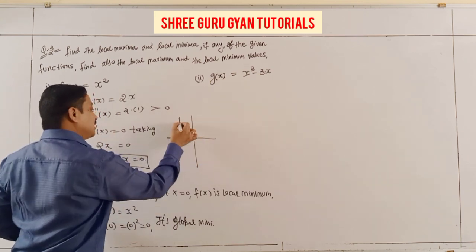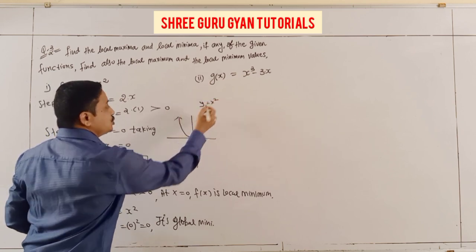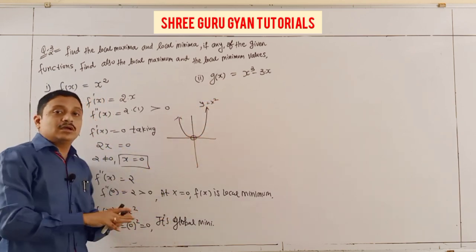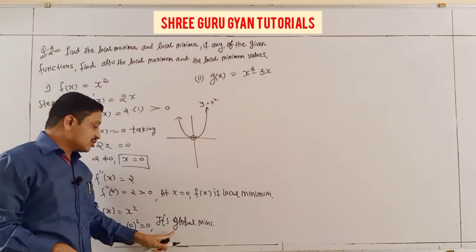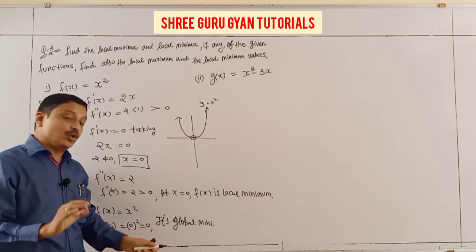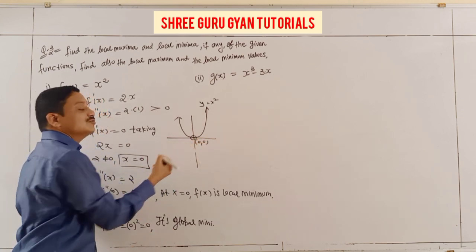The maximum value we cannot determine, because it is a parabolic curve. If you know that this is your parabola, y is equal to x square, sure, the minimum is 0, but the maximum goes to infinity. We cannot determine the maximum value. It's a confirmed global minimum value, and the value is 0.